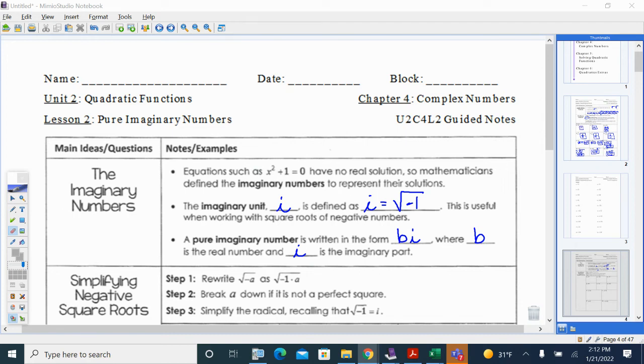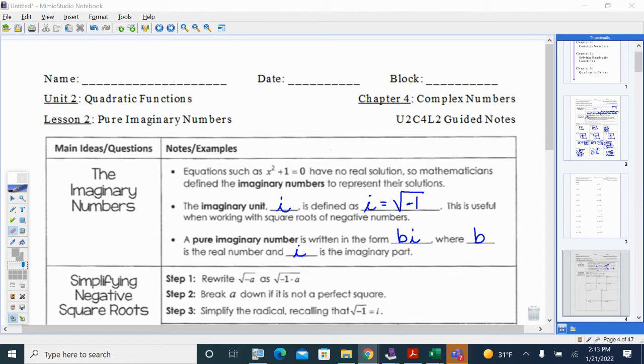This video is on Unit 2, Chapter 4 on complex numbers, lesson number 2, pure imaginary numbers. In your notes here, the first bullet says equations such as x squared plus 1 equals 0 have no real solutions. So mathematicians defined the imaginary numbers to represent their solutions.